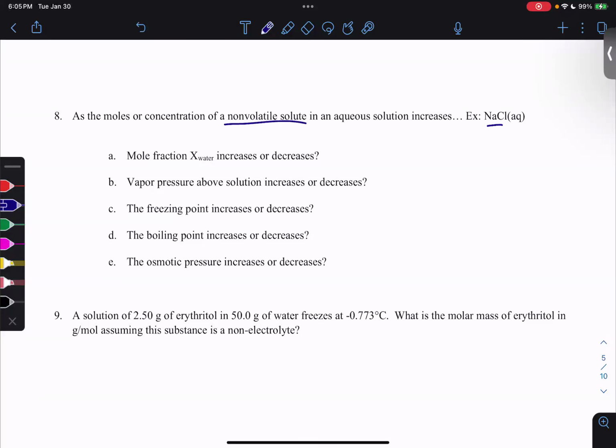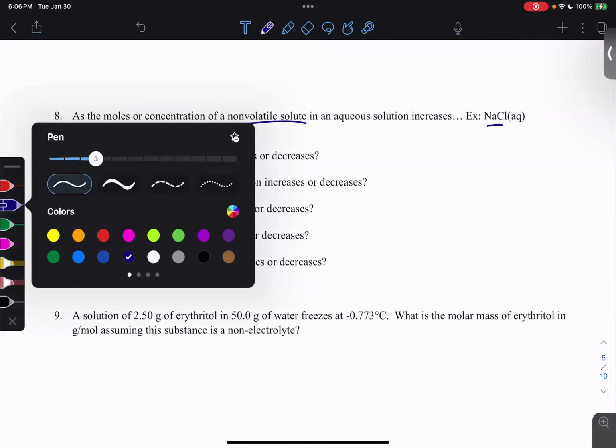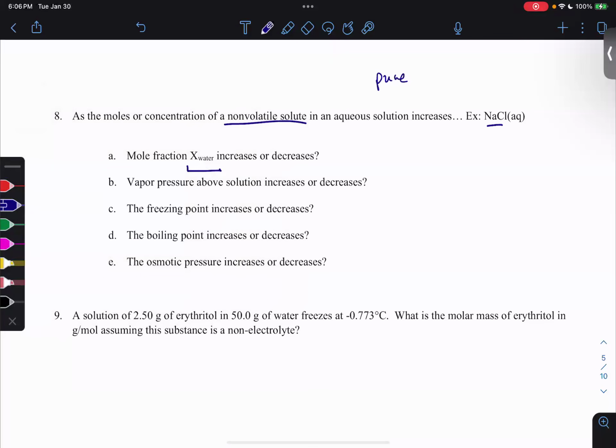What changes as we increase the concentration of salt, as we make the water more salty? How does the mole fraction of water change as we increase the concentration of salt? Mole fraction of water changes how? It goes down. So if you're confused about that, let's back it up a little bit. If I have a pure sample of water, pure water, what is the mole fraction of water?